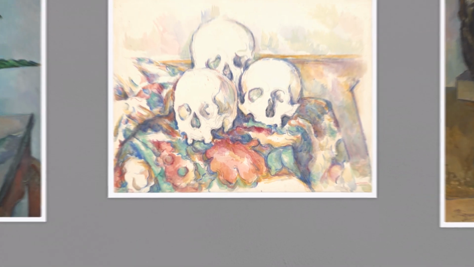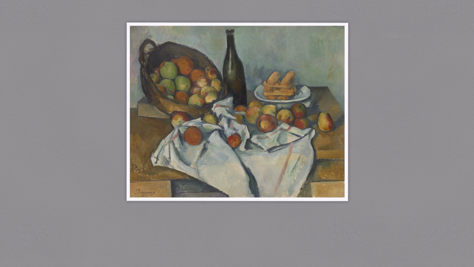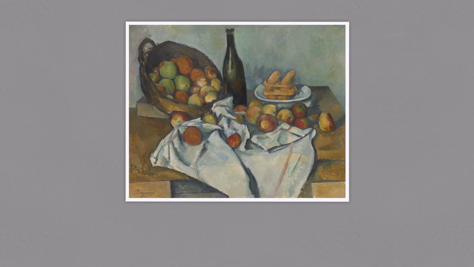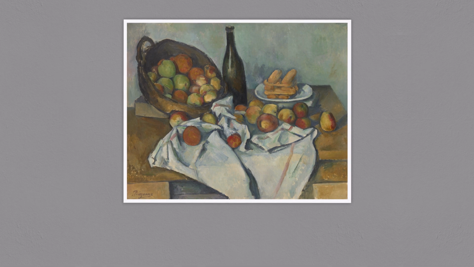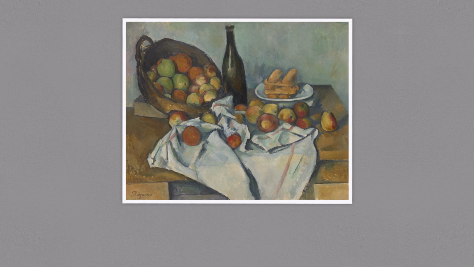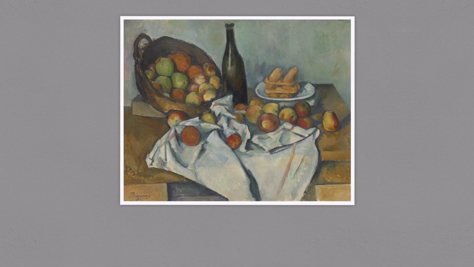Several of these same strategies also appear in Cézanne's oil painting, The Basket of Apples. The precarious composition plays with our perception and sense of balance. The tabletop is tilted, edges don't quite line up behind the white cloth, and the fruits seem about to fall out of the tipped basket.